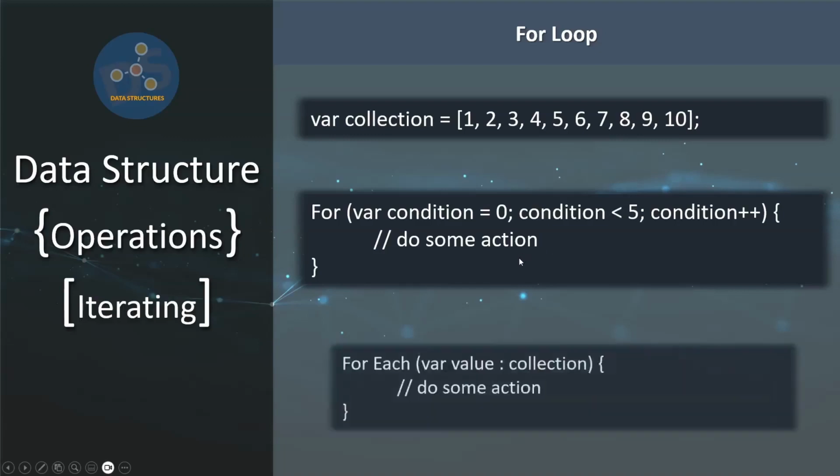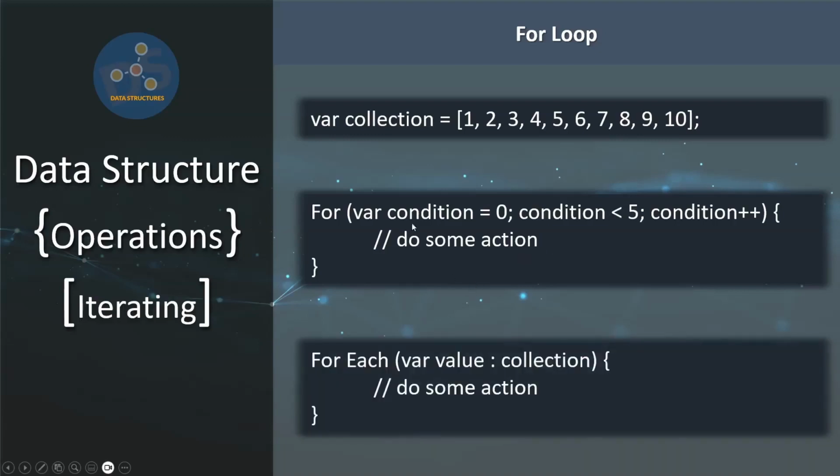Then we have for each. For each is similar to the for loop, but the only difference is that you don't have a condition here. The condition is the length of this collection. So the for each will start working automatically until it reaches the collection's end, and then it terminates.